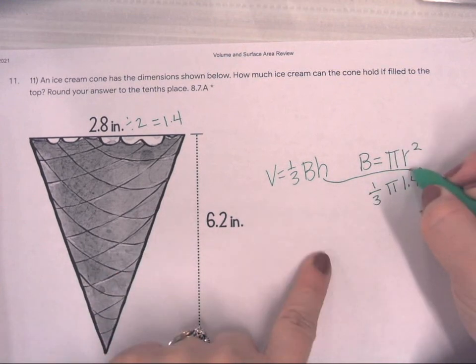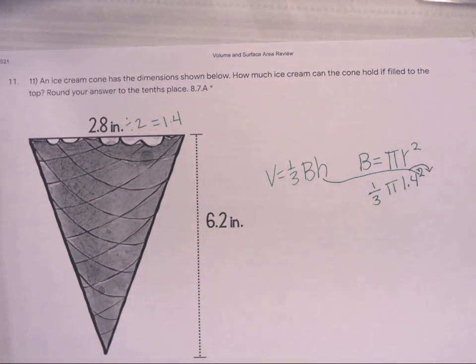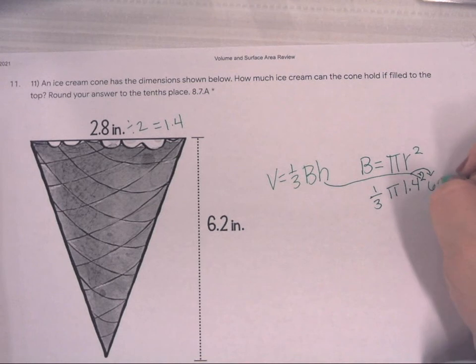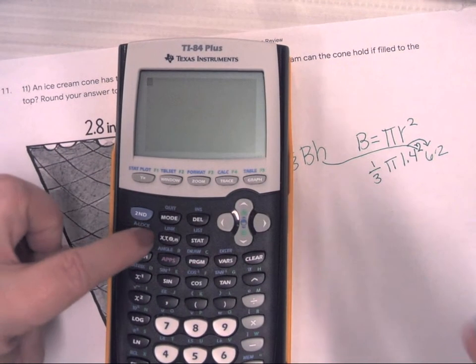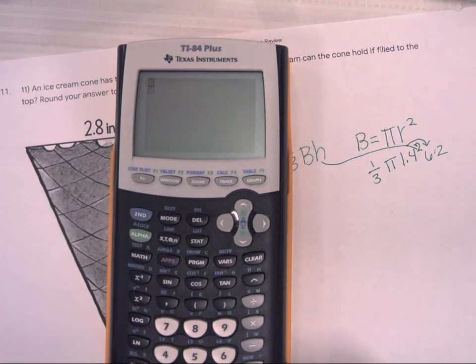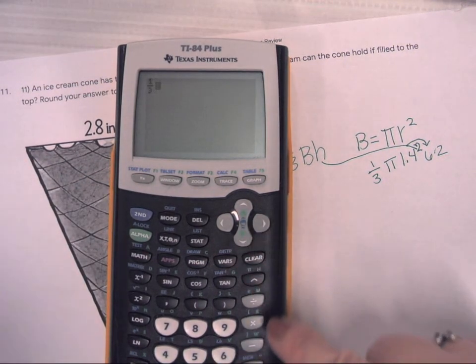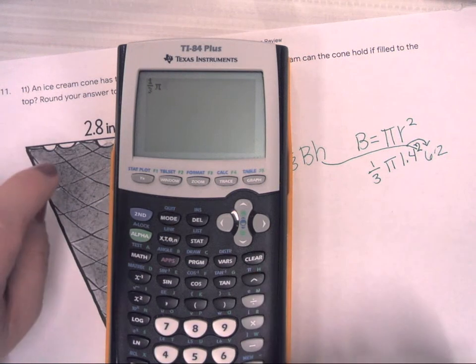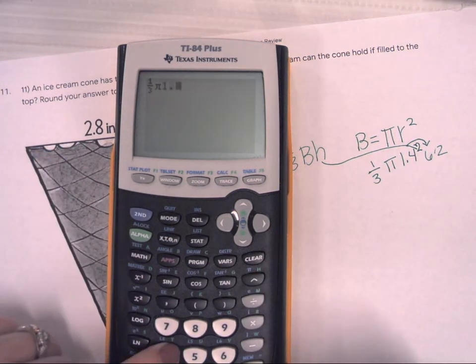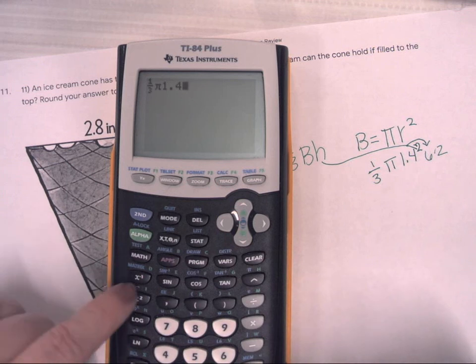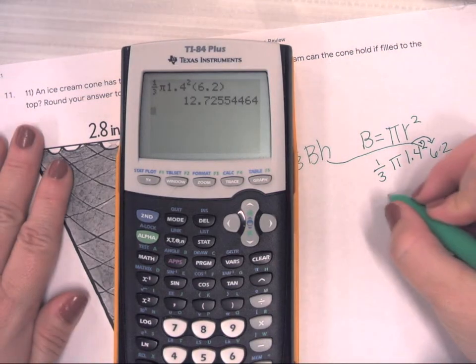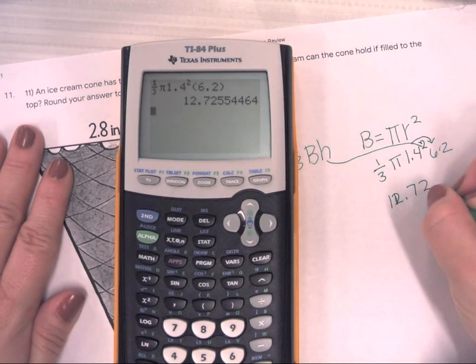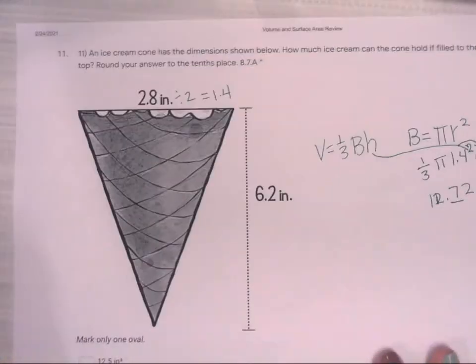And what is my height? 6.2. Just going to put this in my calculator. Alpha y equals 1/3 second to get pi 1.4 squared, and then my height I'm going to put in parentheses. So I get 12.72, round to the nearest tenth, which would be 12.7.